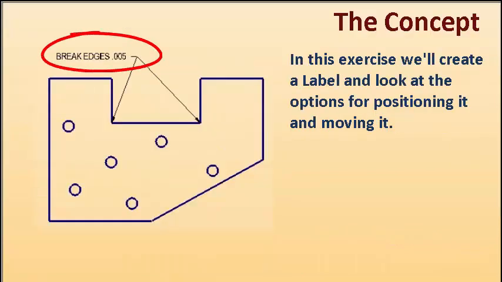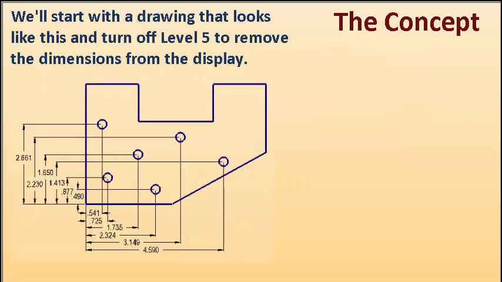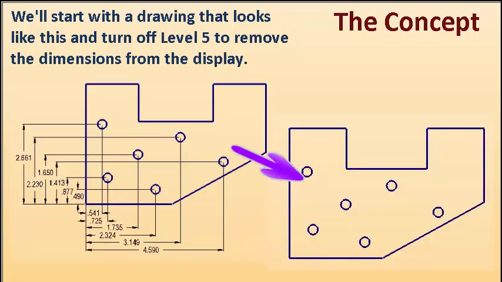In this exercise, we'll create a label and look at the options for positioning and moving it. We'll start with a drawing that looks like this and turn off level 5 to remove the dimensions from the display.